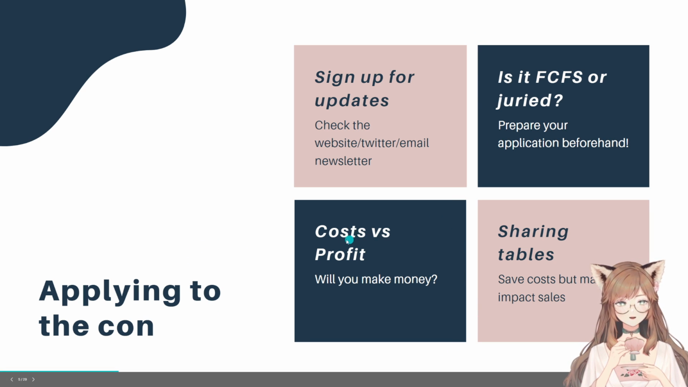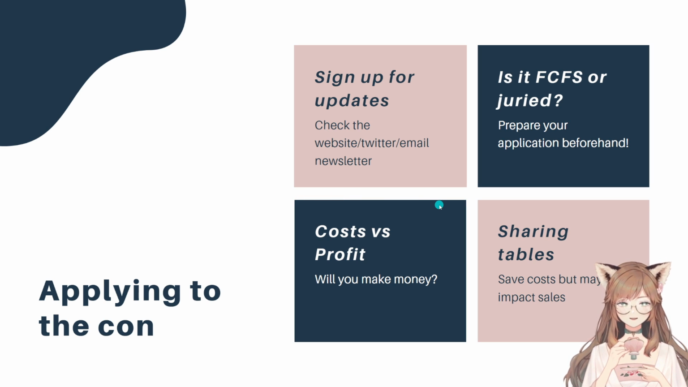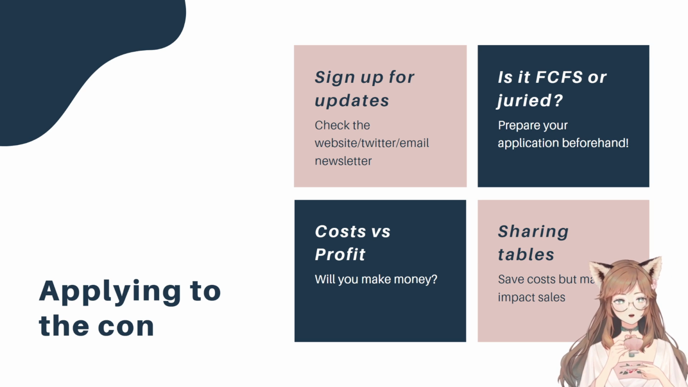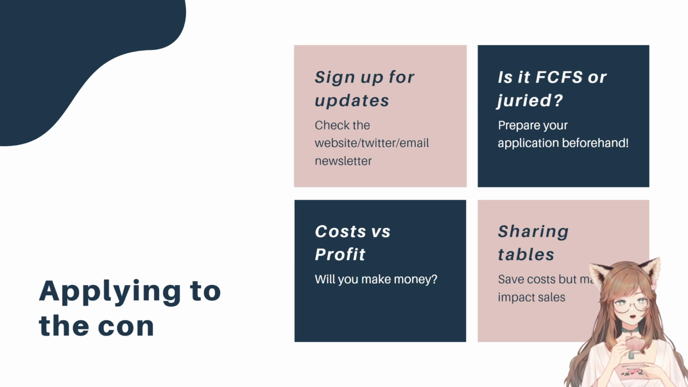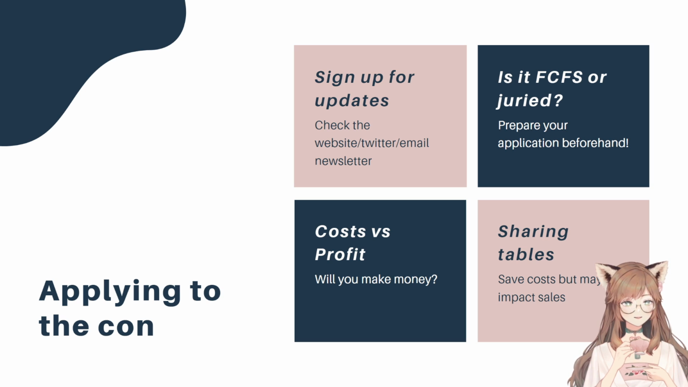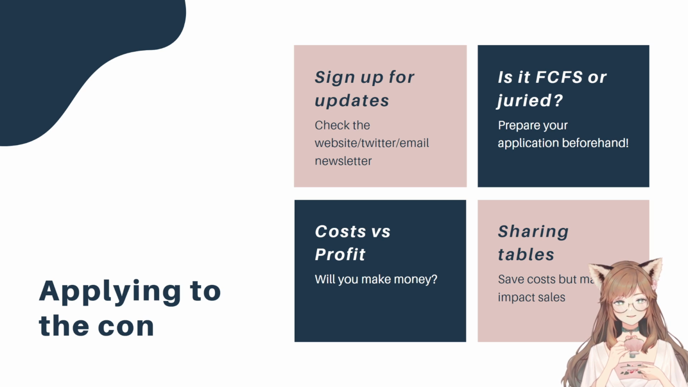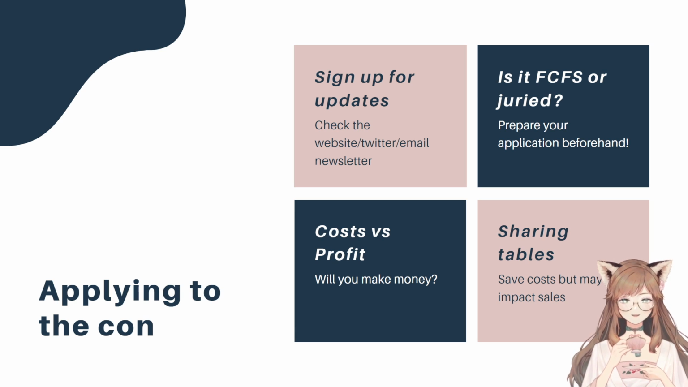Another thing about choosing which cons to apply for is, very importantly, will you make money from the convention? So obviously some cons have cheaper tables than others. For example, SunnyCon tables are £100, whereas MCM tables are over 500. So yeah, I feel like it is hard to judge if you are going to make money, but if you are new, it's probably better to start off at a cheaper convention. Unless you just want a YOLO, I mean, that's fine too.